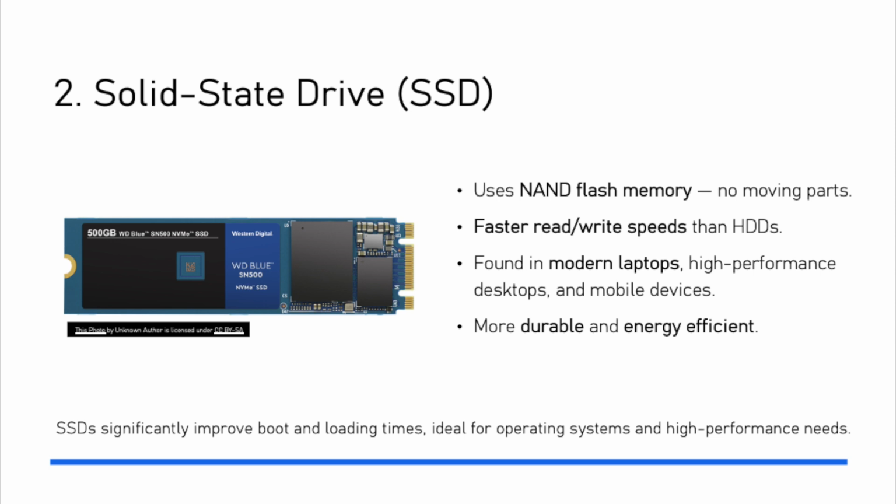The second type of internal storage device we're going to be looking at is the solid state drive. Now, these can also be external, but we're just going to be focusing on the internal part for now. These use NAND flash memory, so there are no moving parts. So this uses the same technology that might be in a RAM chip. They have faster read and write speeds than hard disk drives. They're often found in modern laptops and smaller devices because of their form factor. They have very high performance, they're more durable, they're more energy efficient, and they significantly improve boot and loading times. So they're ideal for operating systems and high performance needs.